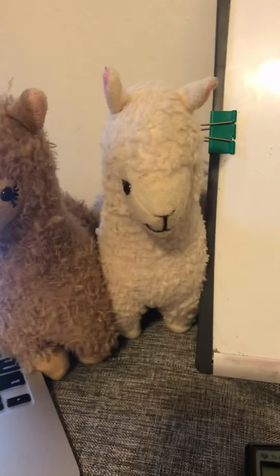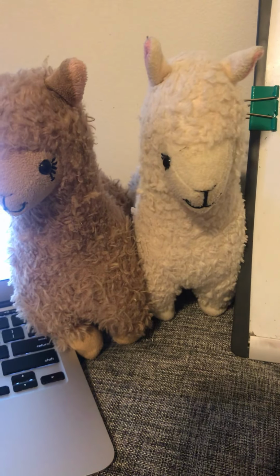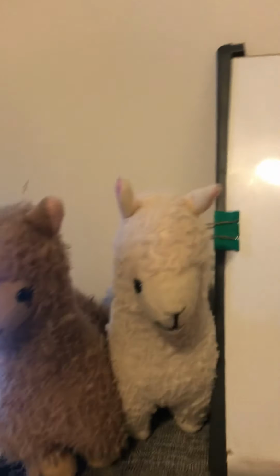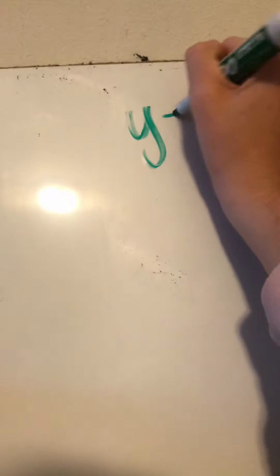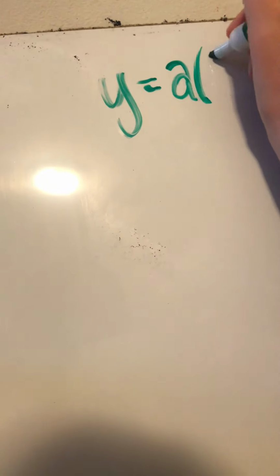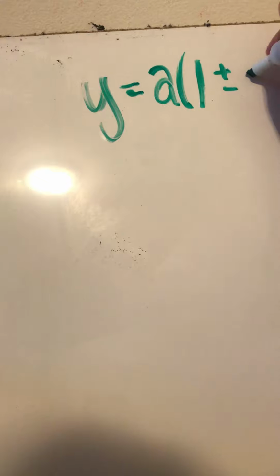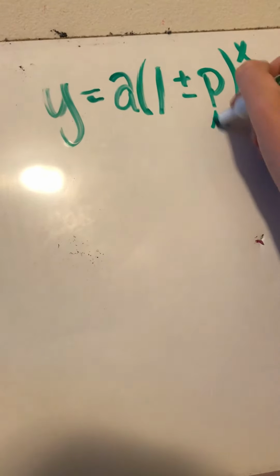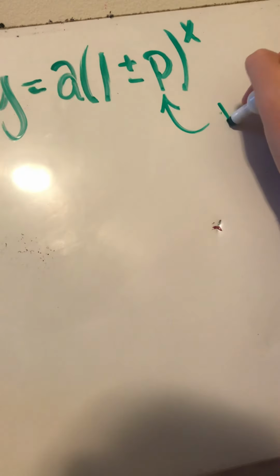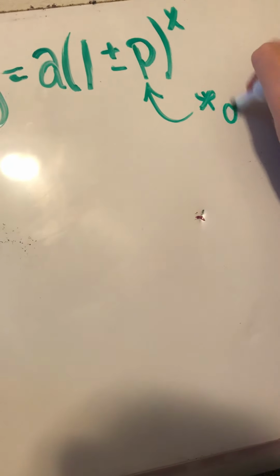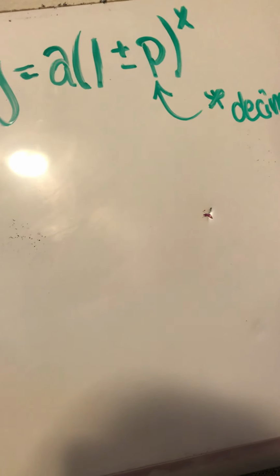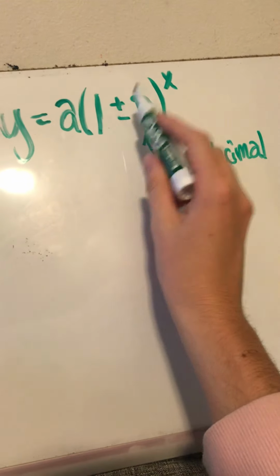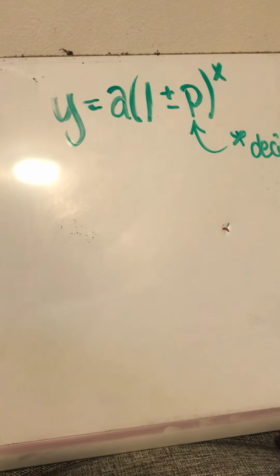So, with that being said, since I just said growth and decay rates, you should be thinking I'm going to have to use the formula for the majority of the problems. Y equals A times (1 plus or minus P) raised to the X. Make sure you remember that P represents your percentages, and this must be expressed as a decimal. That's what you should be substituting in. And then we add if it's increasing, and we subtract if it's decreasing.